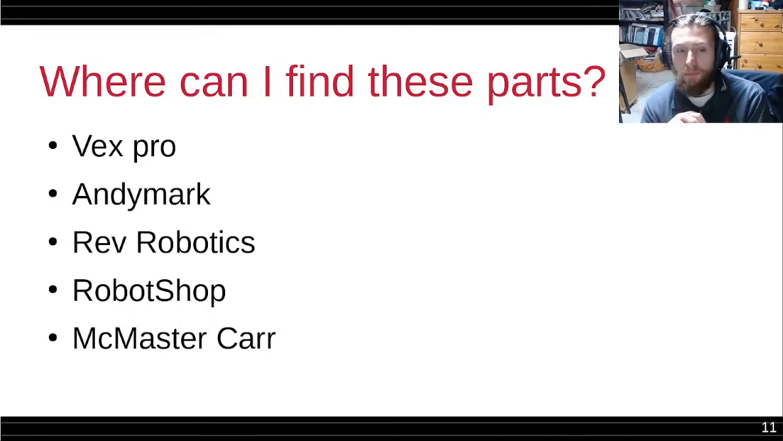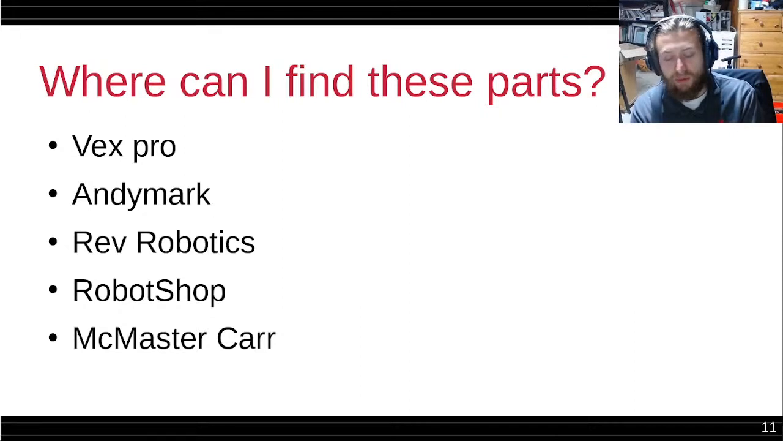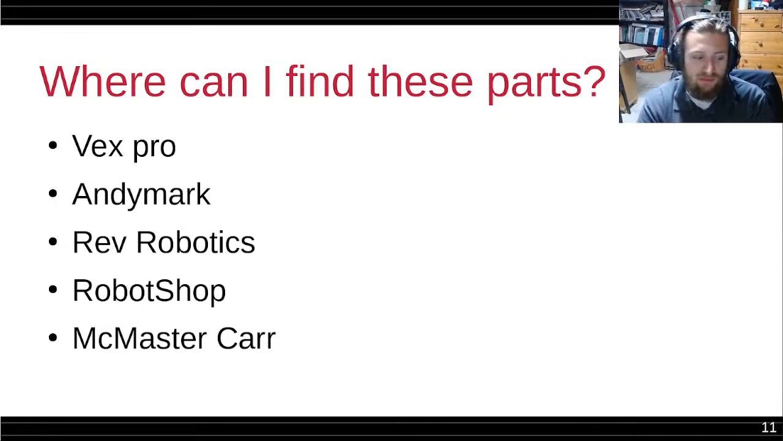McMaster-Carr, now I put McMaster-Carr here at the bottom of the list because we want to avoid using McMaster-Carr like the plague, kind of. But it is a very good resource to have in our back pocket. If Vex, Andymark, whoever we're going to, does not have the part that we're looking for, I would bet you money that McMaster-Carr has the part, but they're going to charge you an arm and a leg for the part. So avoid using McMaster-Carr when you can, other than for commodity items, like bolts, nuts, washers, stuff like that. McMaster-Carr is your best friend.